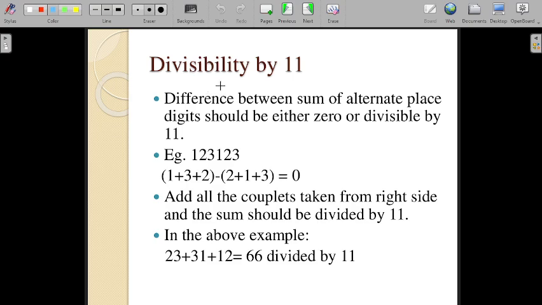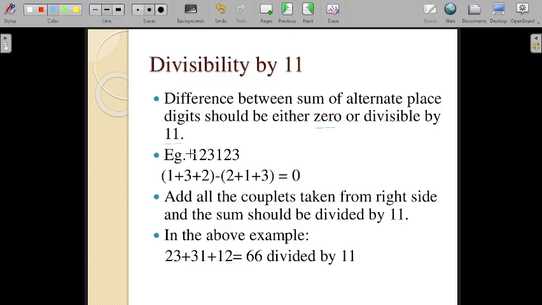Next, divisibility by 11. Here of course there are three methods. First I will talk about two methods, later on I will tell the third one. Here the first one is we need to find the difference between the sums of alternate place digits. Here the difference should be either 0 or divisible by 11.